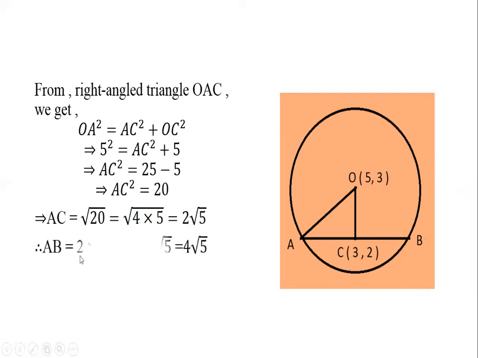Whereas here AB equal to 2 into AC. Putting the value of AC, we get 2 into 2 root 5. That means 4 root 5. So the length of the chord AB is 4 root 5.